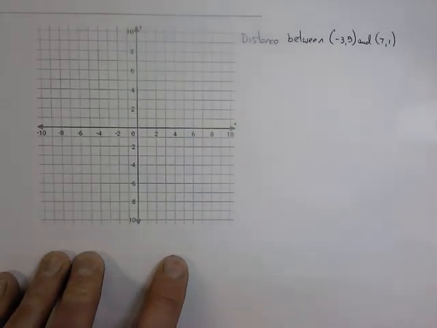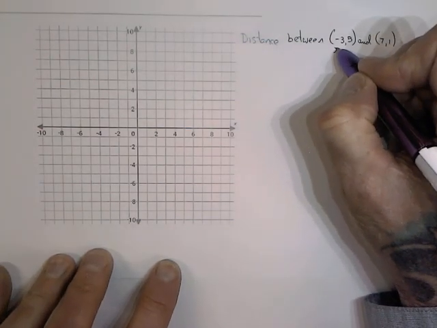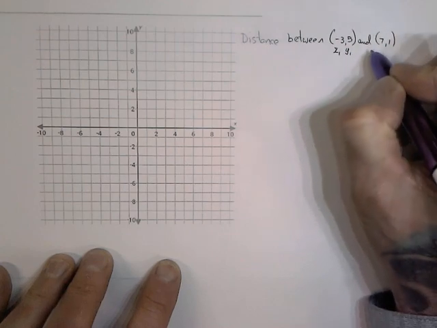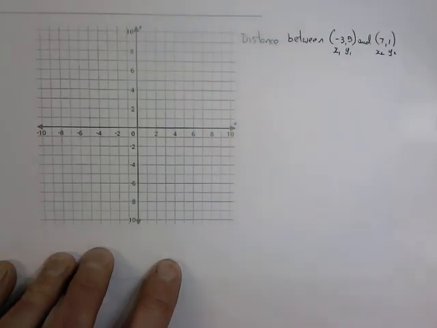And as with our midpoint formula, as with our gradient formula, it's going to be very important to label our points x1, y1, and x2, y2. Those will be going into our formula.